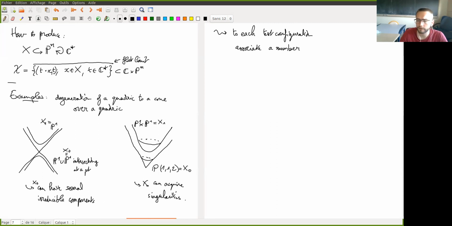So if you think about the Kobayashi-Hitchin correspondence, the stability of vector bundles, the test configurations correspond to subvector bundles or subsheaves, and the number is the slope. But the definition is quite more complicated than the slope, so I will not give it at least right now. Maybe if I have the time later, but I think I won't. That's a number called the Donaldson-Futaki invariant.